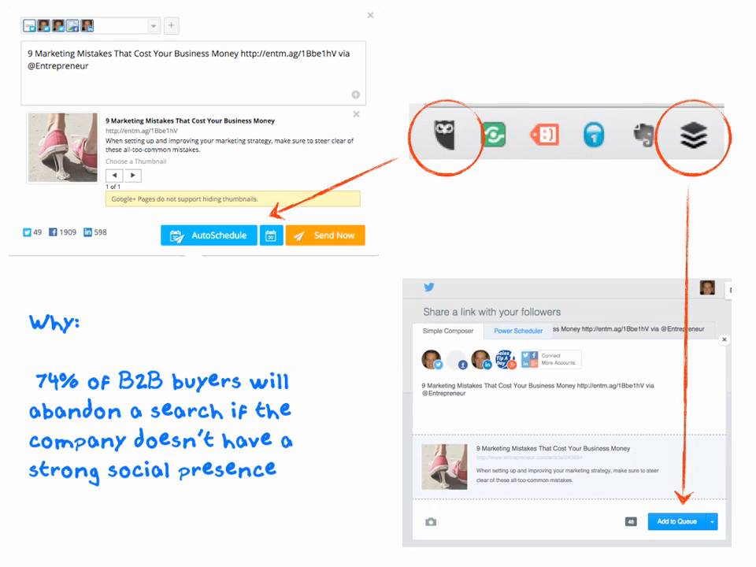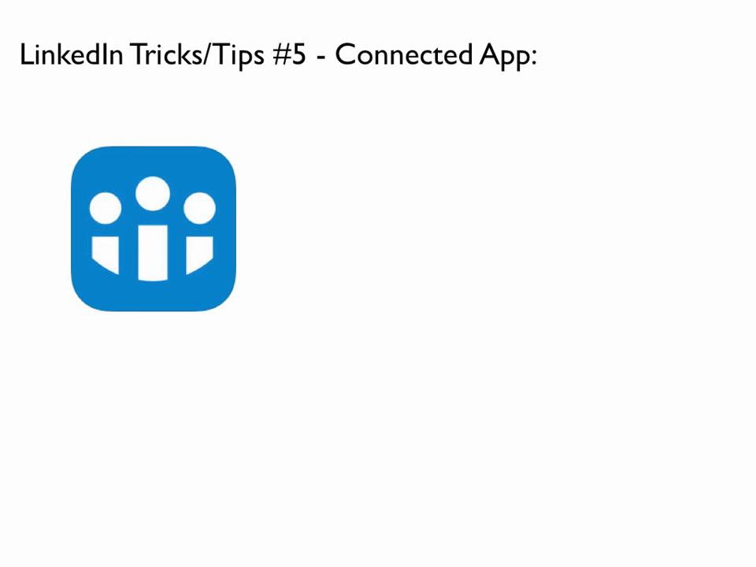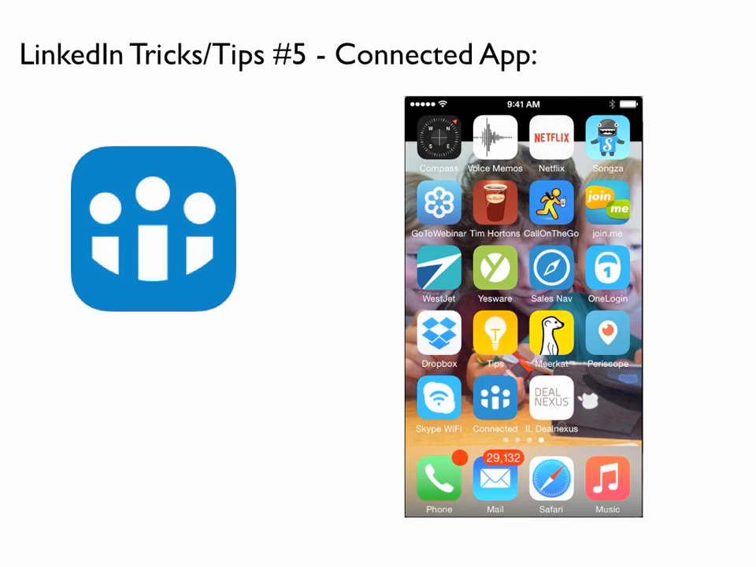StumbleUpon will start serving all this stuff to you, and you can start figuring out which ones you want to share out as well. The nice thing about Buffer is Buffer also does the same thing. It actually finds stuff and says you might want to share this out to your network as well, which is pretty cool. The last one I've got here, and then I have a bonus one, is a connected app for your cell phone.